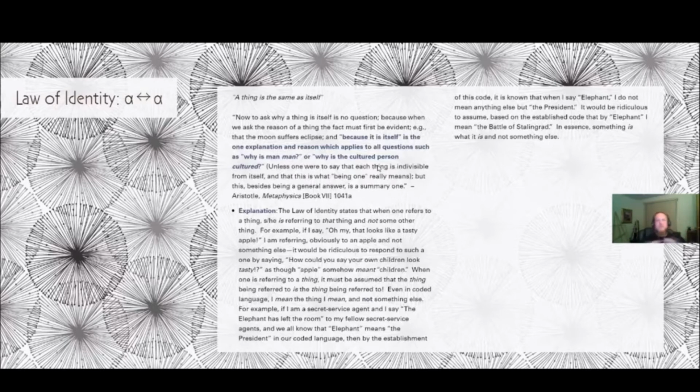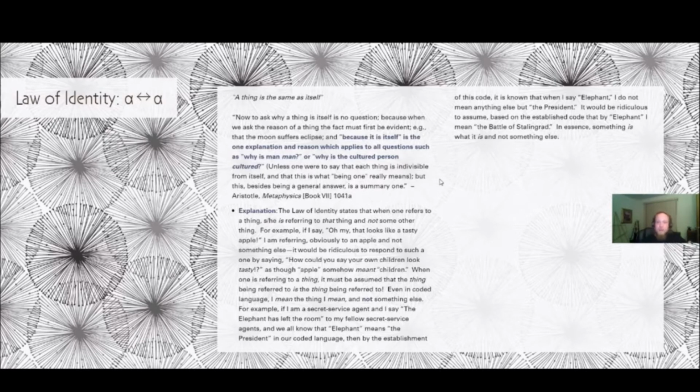And he says this is super, super obvious. When I talk about something, I mean what I'm talking about. You have to accept that. You can't just have someone say something and go, oh, you must be talking about this other thing. Well, they're talking about this, or I'm talking about this. So that's the law of identity. Something is itself and not something else. Water is water. The moon is the moon.